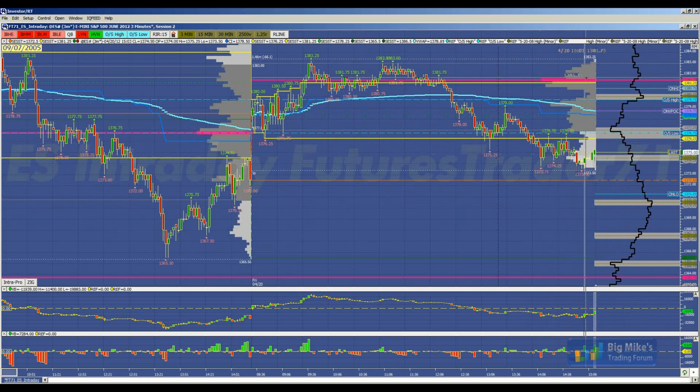Like, what would make this point of control move down here? Can anyone answer that? To 74.50? What would have made this point of control move down here? Anyone want to take a stab? Nobody's going to laugh if you get it wrong.